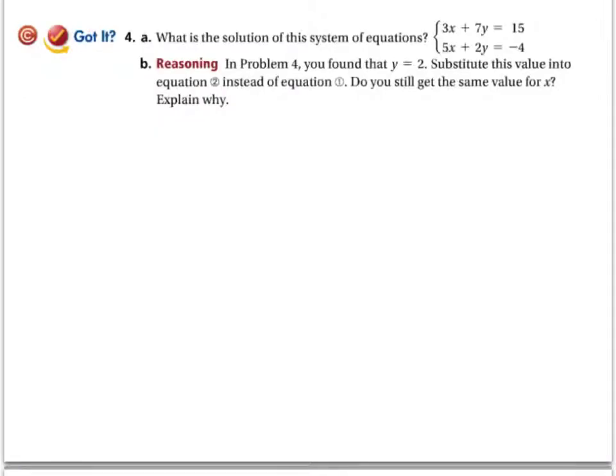Next one. What is the solution to this system? We have 3x and 5x. Those certainly are not opposites. We have 7y and 2y. Those are not opposites either. I don't care whether you make x or y opposites, and it doesn't matter.